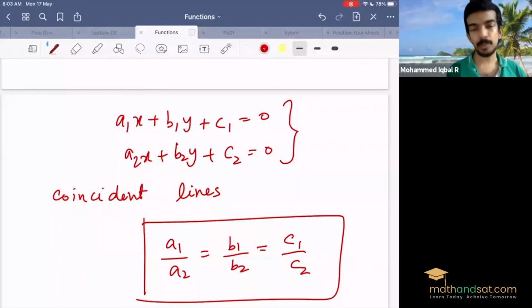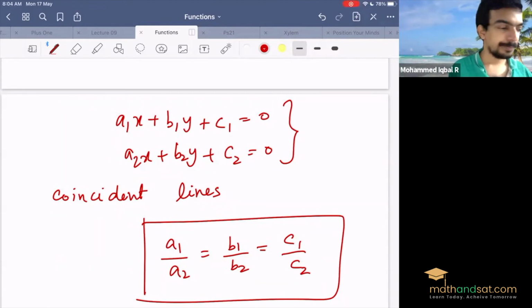Coefficients could be exactly the same as well, in a special case. But it will still represent the same line if the coefficients are proportional. Coefficients are proportional, right? I hope this is clear.